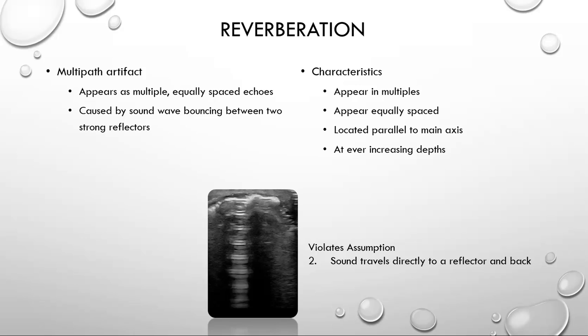Reverberation is one of the most common artifacts that we run into. It's a type of multipath artifact, and it appears as multiple evenly spaced echoes caused by sound waves bouncing between 2 strong reflectors. Its characteristics are that it appears in multiples, they appear evenly spaced, they're located parallel to the main axis, and at ever increasing depths. This violates the assumption that sound travels directly to a reflector and back. In fact, it travels directly to a reflector, back, and back again, and back again, and that causes the reverberation artifact.